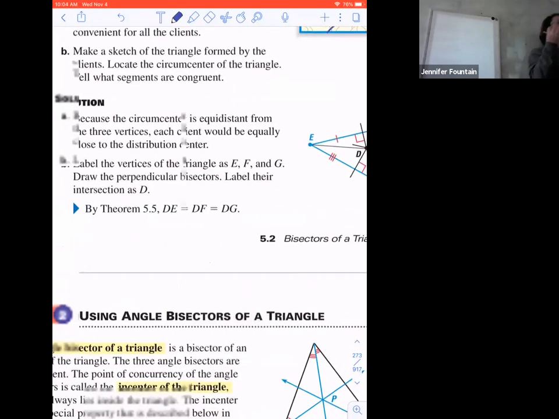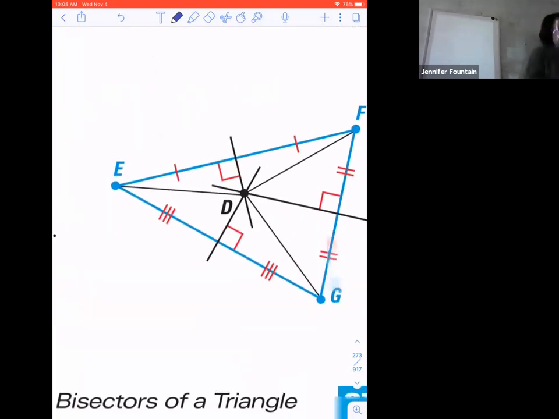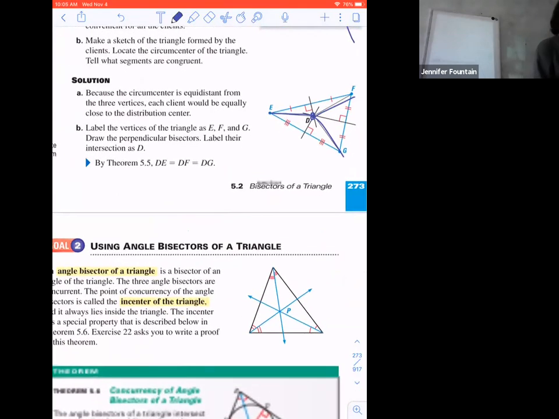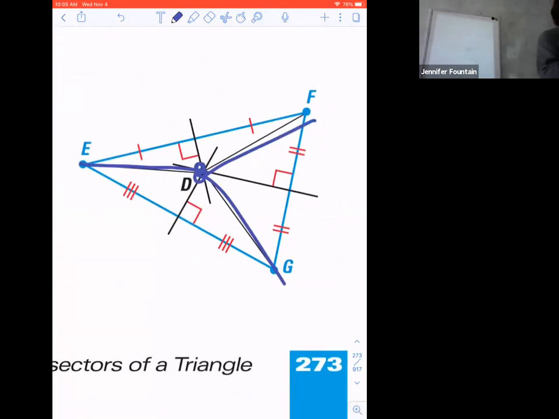All right, so it says because the circumcenter is equidistant from these, each would be equally close to the distribution center. So if I have my distribution center at point D, I can see that it's going to be the same distance from D to E, from D to F, and D to G. And it says to label the vertices of the triangle E, F, and G, draw the perpendicular bisectors, label their intersection as D. So that's what we have seen here. That E, F, and G represent the different locations on the map.